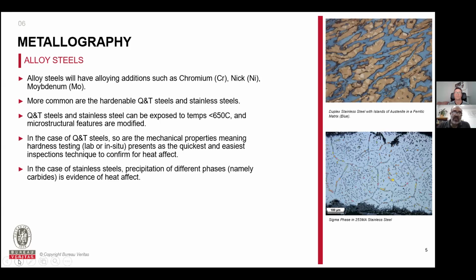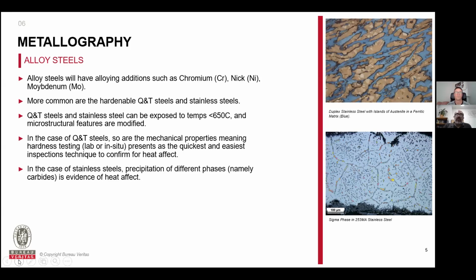However, if these steels are exposed to high temperatures, and depending on the hardness of quench and tempered steels, it could be anything above 200 degrees, it can modify the material properties, whereby you get a reduction in hardness. That's for your quench and tempered steels. With stainless steels, depending on the grade, you will get precipitation of different phases.